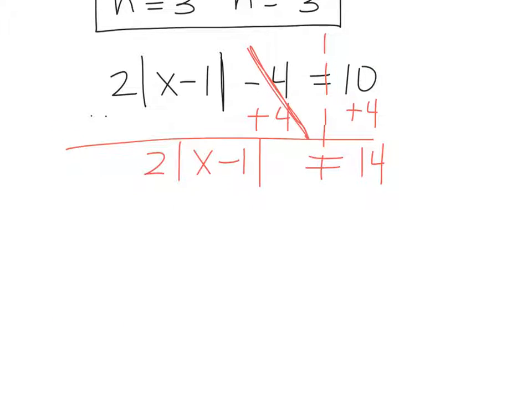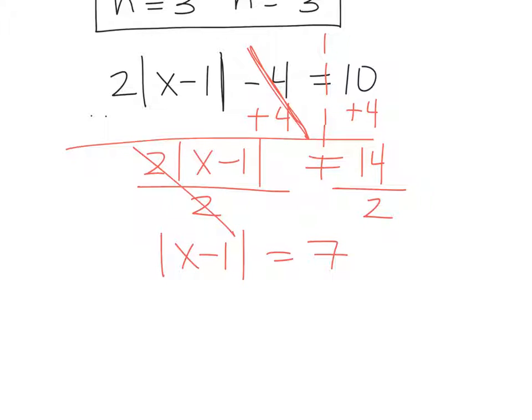Is our absolute value isolated? Not yet, because absolute value is not by itself. There's something else with it. What's with our absolute value right now? The 2, right? The 2 is outside of the absolute value. How do I get rid of that 2? Divide. So we're going to divide by 2 here, and we're going to divide by 2 here. You get the absolute value of x minus 1 equals 7.